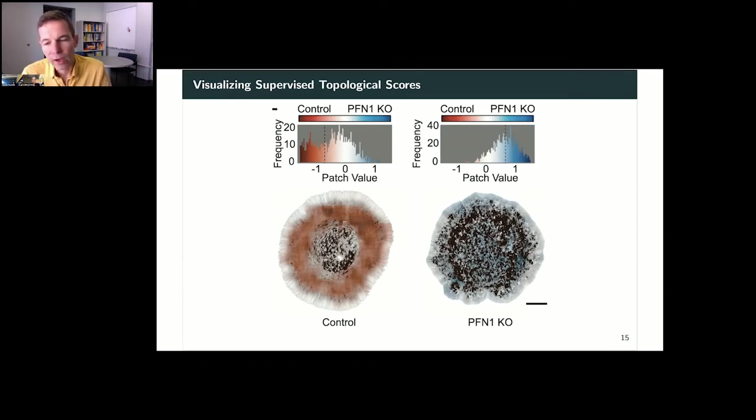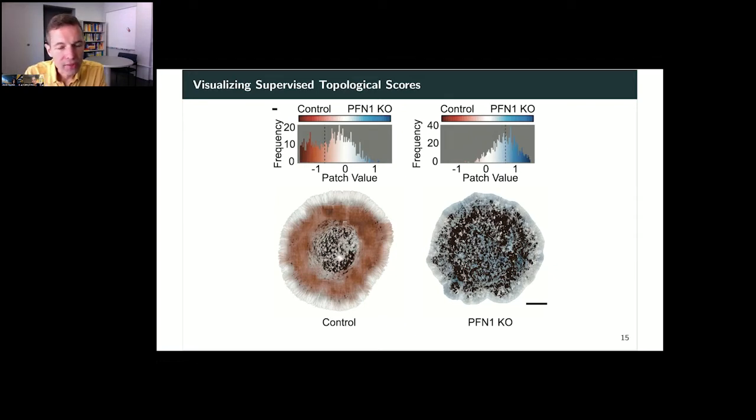All right, so this is what happens. Here we have two cells, a control cell on the left. On the right, we have our experimental perturbation, which in this case, our collaborators have knocked out a certain gene, PFN1, that encodes a protein called profilin that regulates actin. So this is a very strong perturbation. You can see by the naked eye that these cells are different.